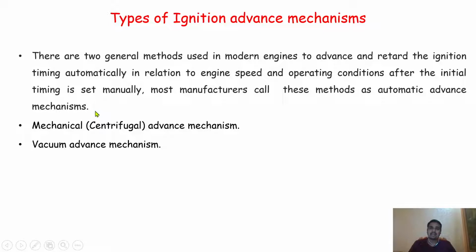Again, these ignition advance mechanisms are classified into two basic types. One is mechanical, also called a centrifugal advance mechanism, and the other is the vacuum advance mechanism. Now one by one we will understand these mechanisms in detail.